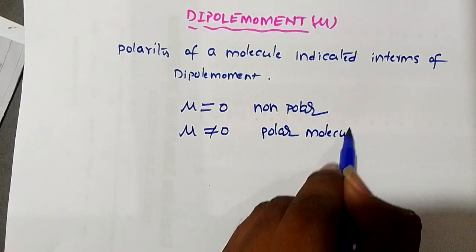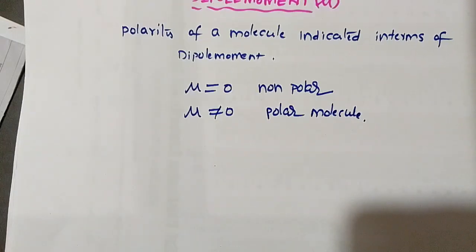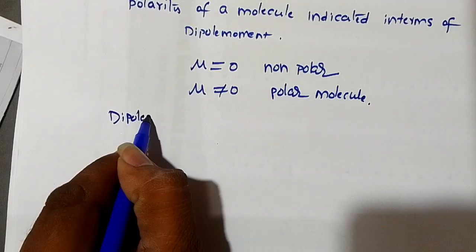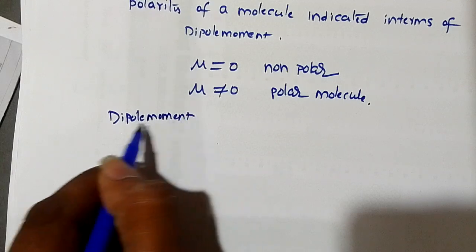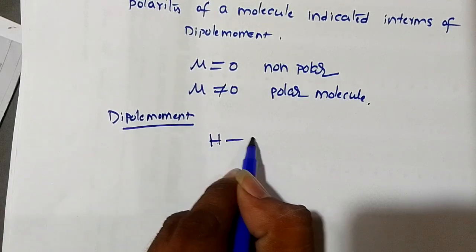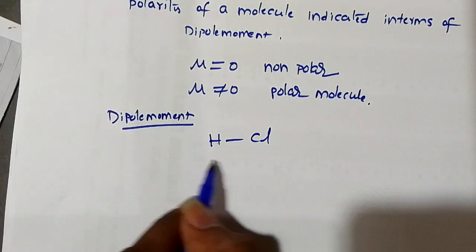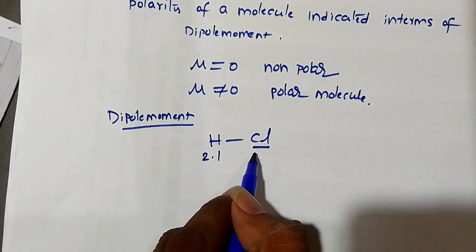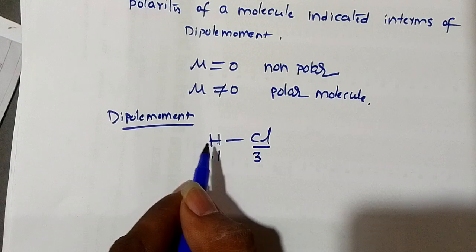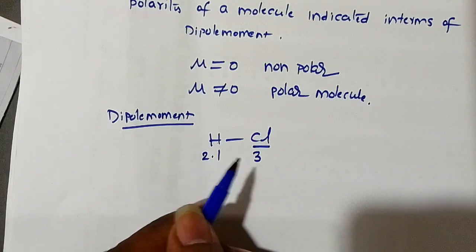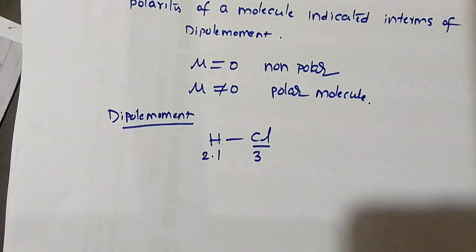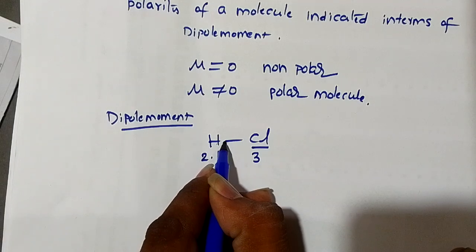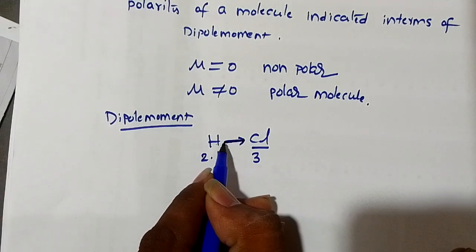So what is meant by dipole moment? Already you know that. For example, I am taking a molecule HCl, hydrogen chloride. The electronegativity of hydrogen is 2.1. The electronegativity of chlorine is 3. So in these two atoms, chlorine has more electronegativity. That's why chlorine attracts the bonded electrons towards itself.